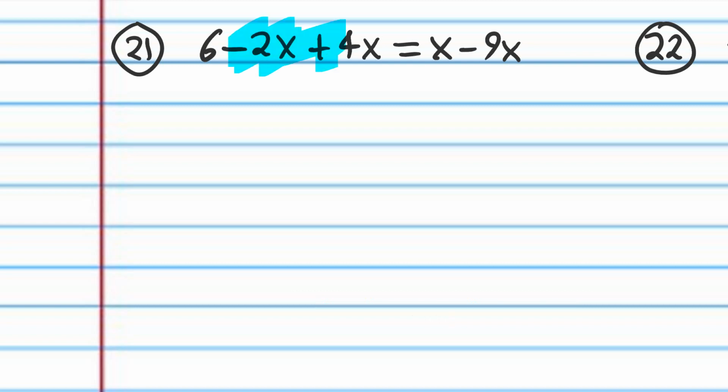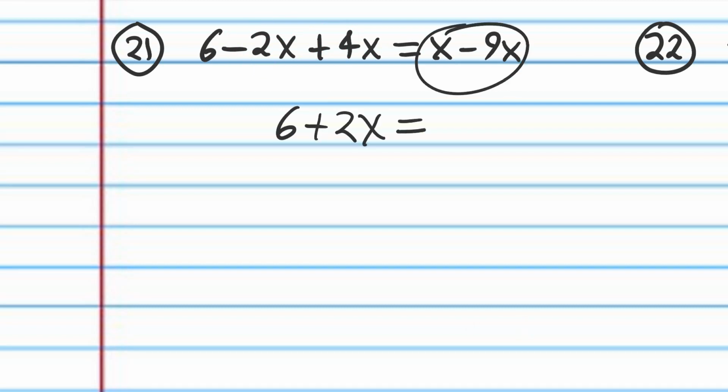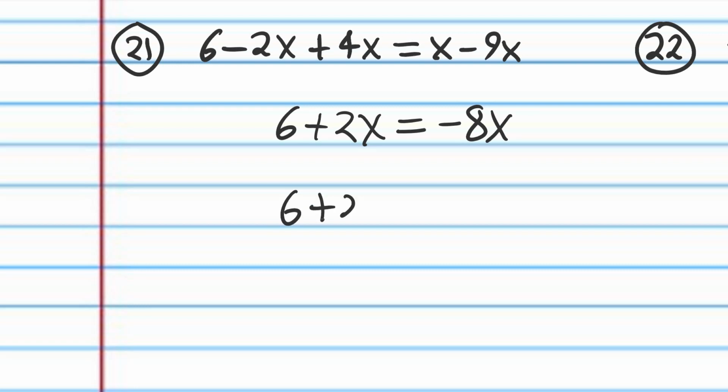Negative 2x plus 4x is 2x. And x minus 9x is negative 8x. Now I'm about to perform an operation on both sides of the equation, so I have to rewrite. And I'm going to subtract 2x from both sides of the equation. Even though that's going to give me a negative, I still want to do it that way because it's going to require less steps.